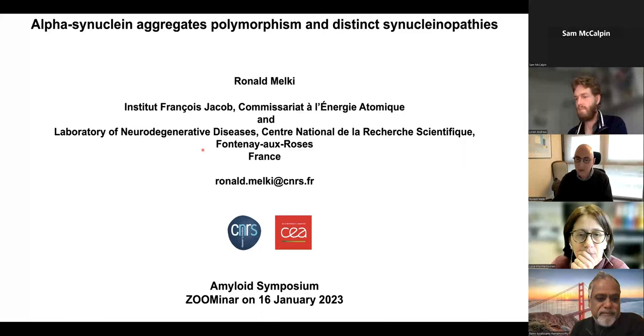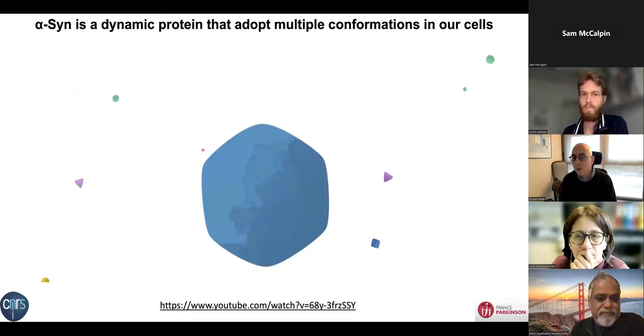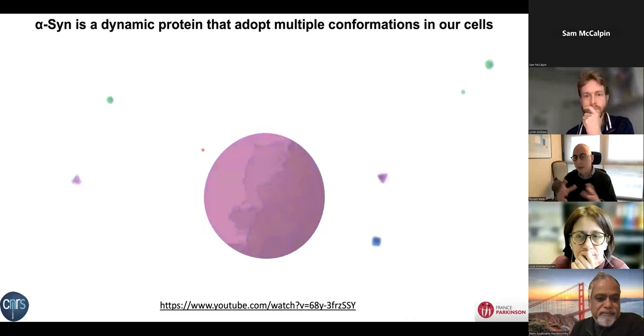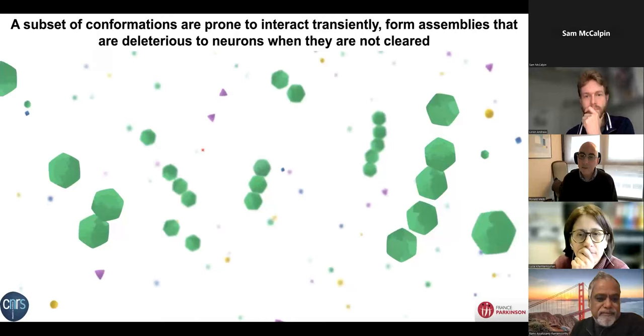To start with, I would like to show you this movie, to illustrate that alpha-synuclein is a dynamic protein. It adopts multiple conformations. This movie comes from a movie we made with Franz Parkinson. It's available on YouTube. One of these conformations, this hexagon for example, can interact with molecules in the same conformation. These interactions are transient. They form and dissociate as represented in this movie.